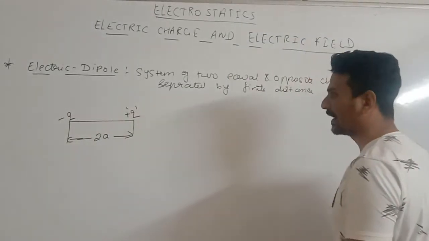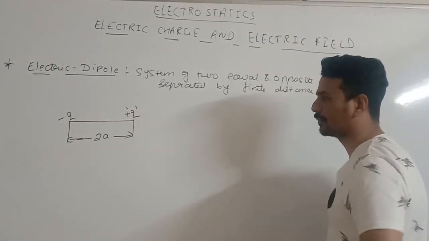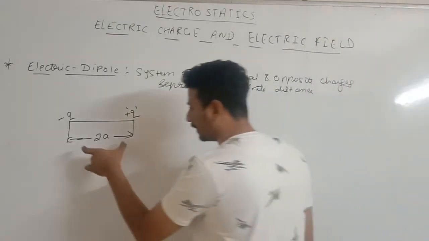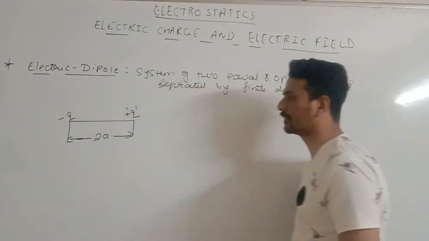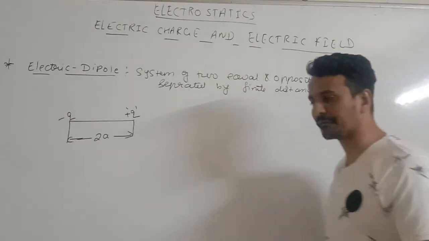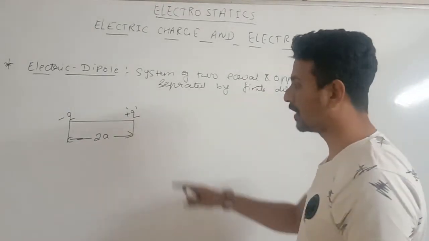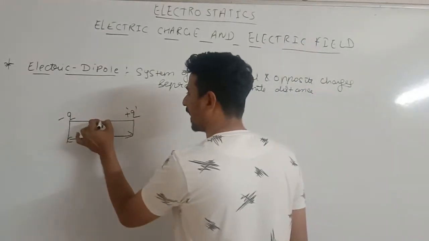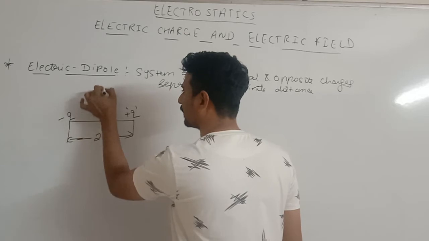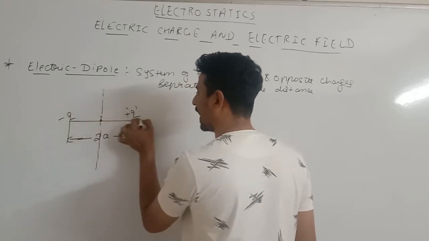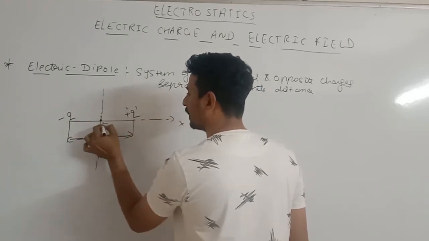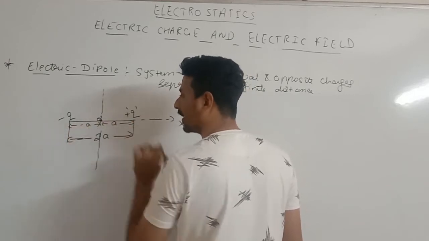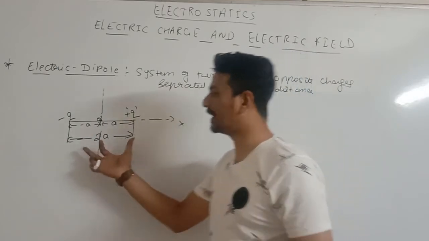So separated by some finite distance, the arrangement is known as a dipole. This is known as electric dipole. The distance between them is written as 2a. Now this may create a confusion: why is the distance given as 2a? It is actually like we can mark the axis. Let us take this as origin, this will be the y-axis and this will be the x-axis. So this is the distance a from the origin, this will be minus a from the origin, so the total distance will be 2a.